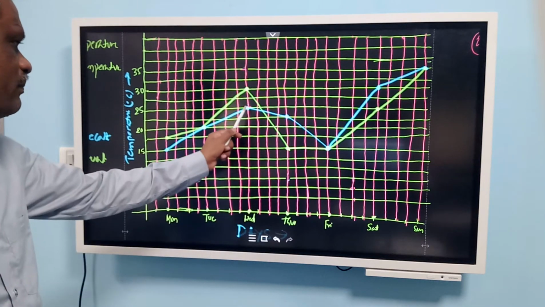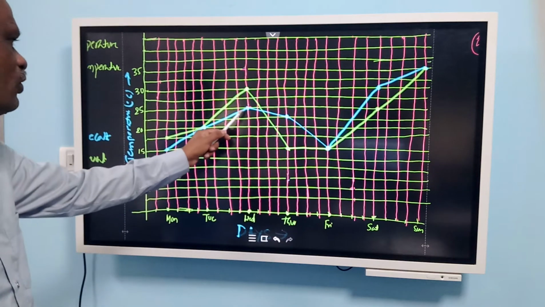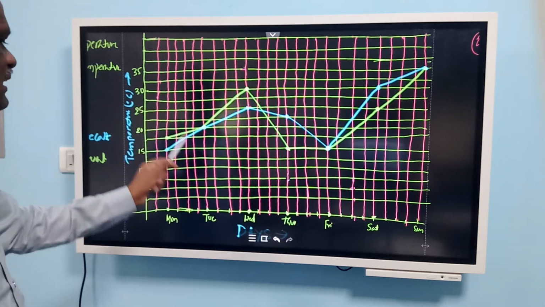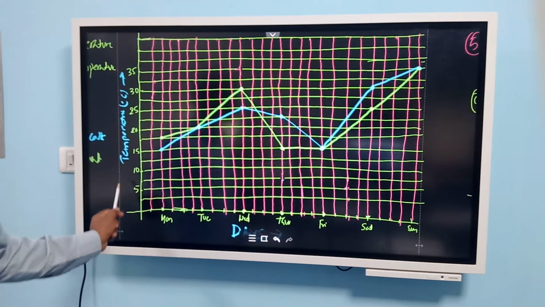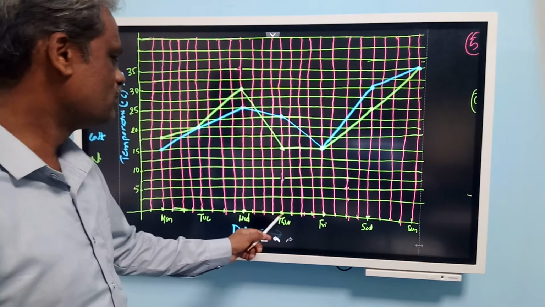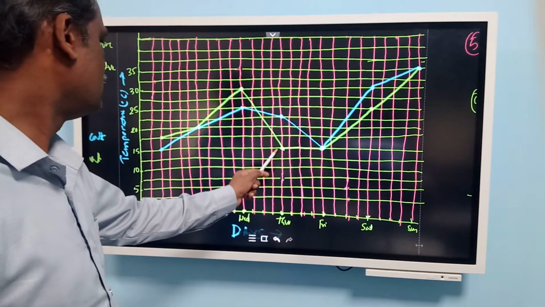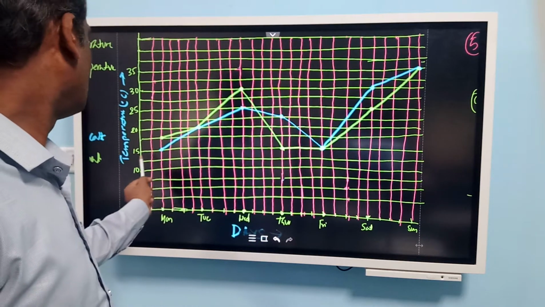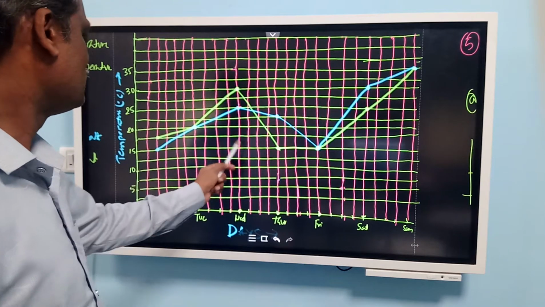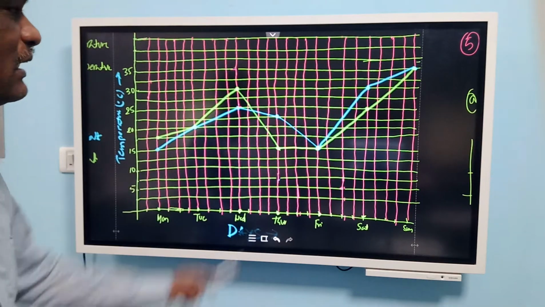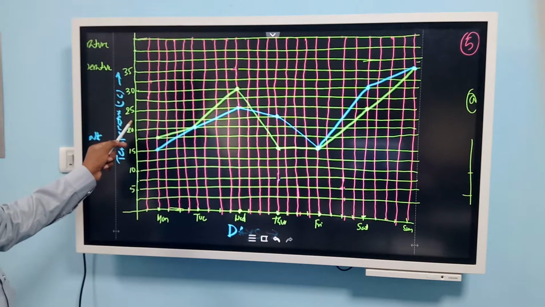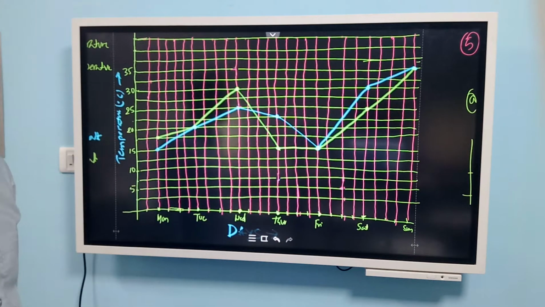On Wednesday, this blue line is the forecast temperature, it is 25 degrees Celsius. And the same day, it is 30 degrees Celsius as the actual temperature. Then come to Thursday, the actual temperature is 15 degrees but the forecast temperature is 22.5 degrees. Horizontally you come here and you see it is in between 20 and 25. It is 22.5.